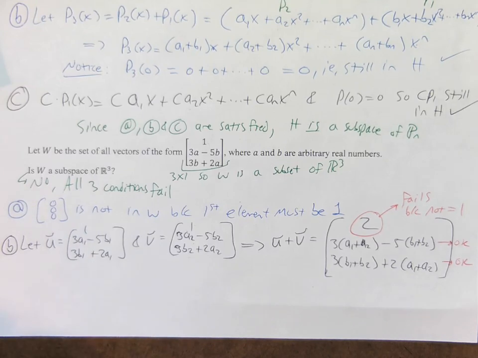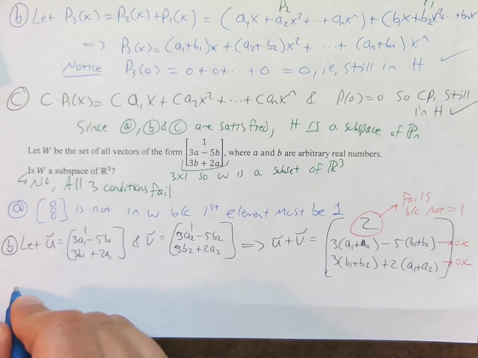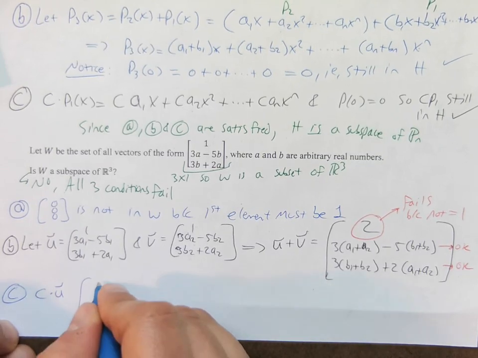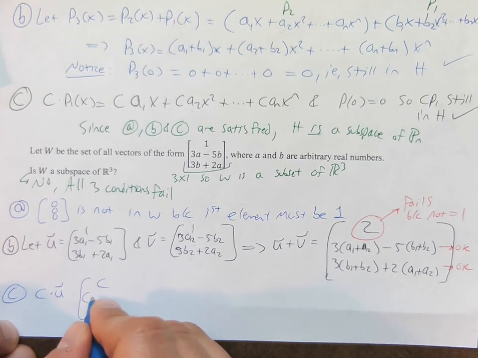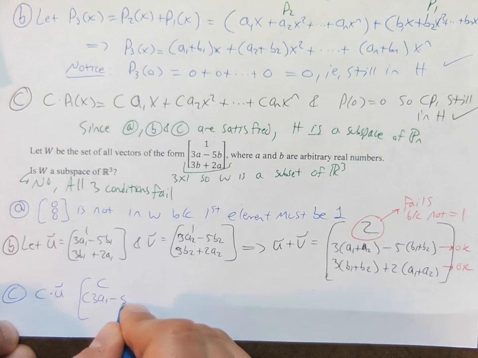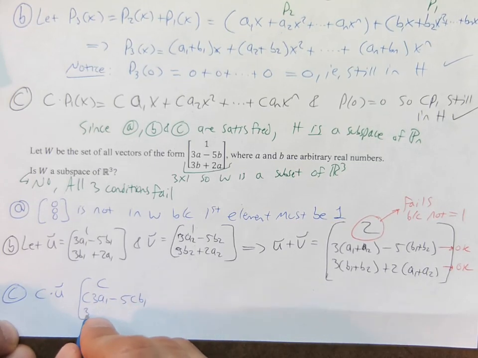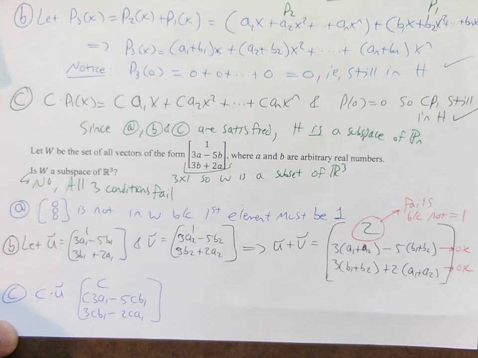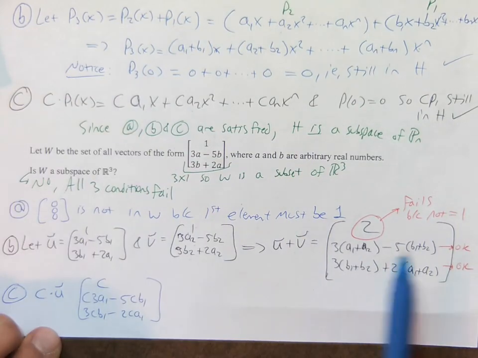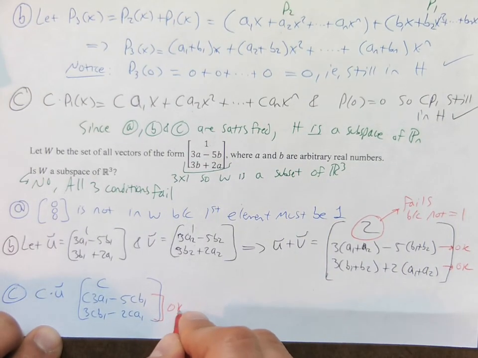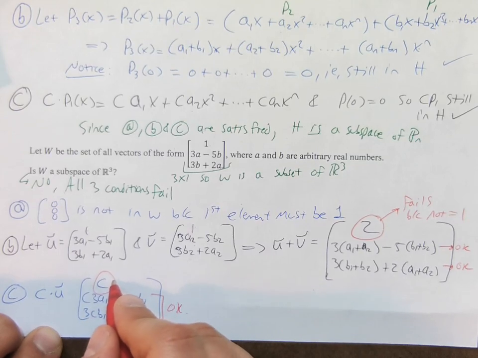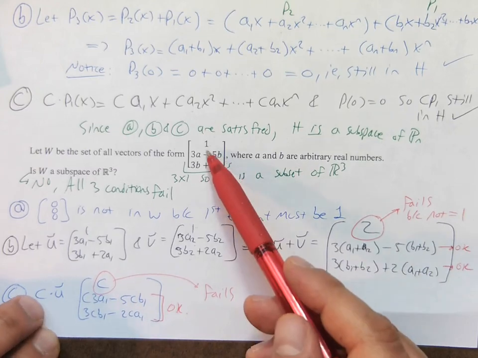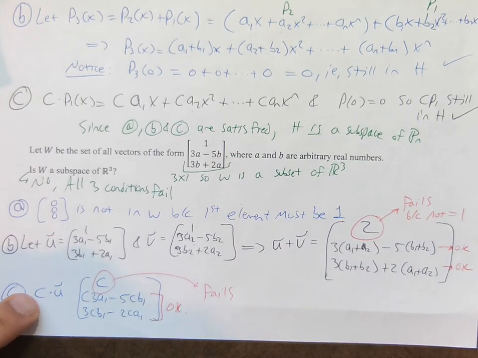And then the last property also fails. If we multiply a scalar c times u, we'd end up with a c in the first spot. We'd get c times 3a1 minus 5cb1, 3cb1 minus 2ca1. Again, the second two entries are okay. It's the first entry that fails. And maybe think about why. Again, we need to have a 1 in here. So why does that fail?